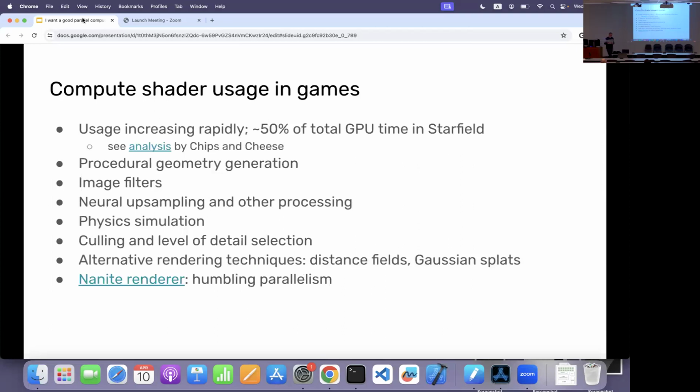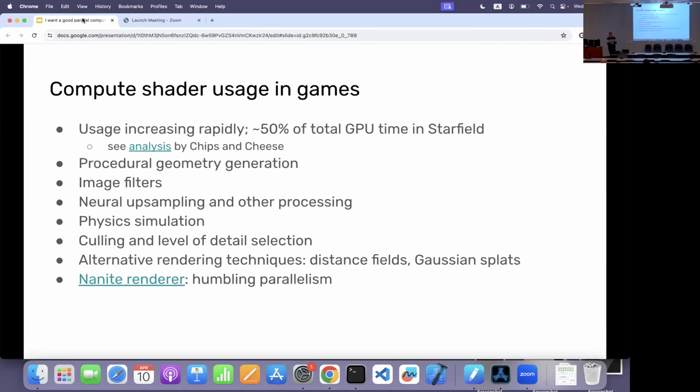So compute shaders are kind of exploding in popularity. You look at a modern game, over 50% of the GPU time is actually being spent in compute shaders instead of the rasterization pipeline. There's a great analysis by Chips and Cheese. If you follow that link, it analyzes Starfield and kind of breaks down what it's actually doing.